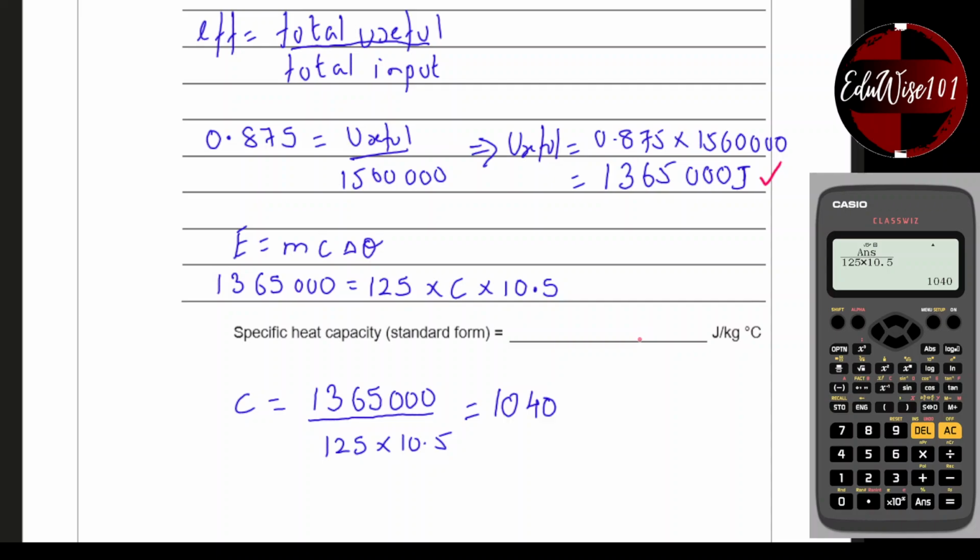Now, the correct equation and substitution give you the next 2 marks, or the answer gives you the 5th mark. The 6th mark is to write this answer in standard form. You'd write that as 1.04 times 10 to the power 3.